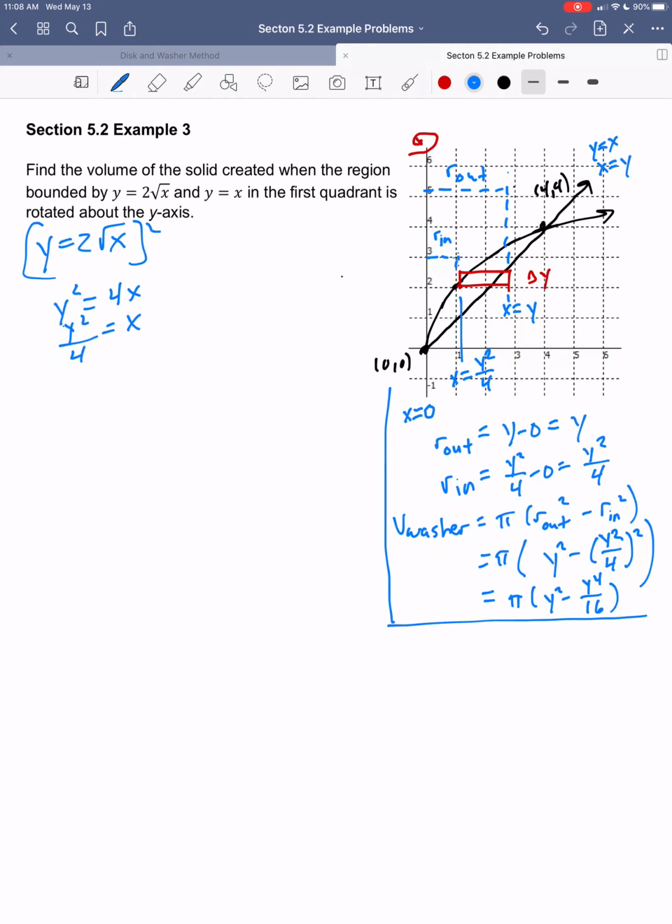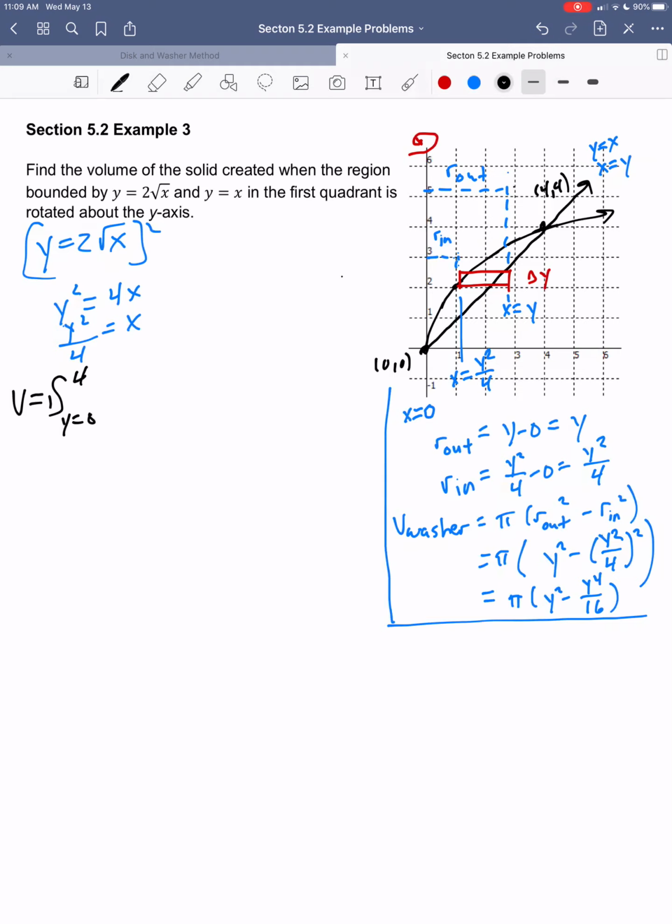So for my overall volume, I'm going to be integrating, but now I'm integrating with respect to y. Now for this particular region, it doesn't really matter if I'm integrating with x or y because the numbers are the same, but that's not always going to be the case. In this case, I would look at the y coordinates. The y coordinate here is 0, the y coordinate here is 4. So it's going to be from 0 to 4.